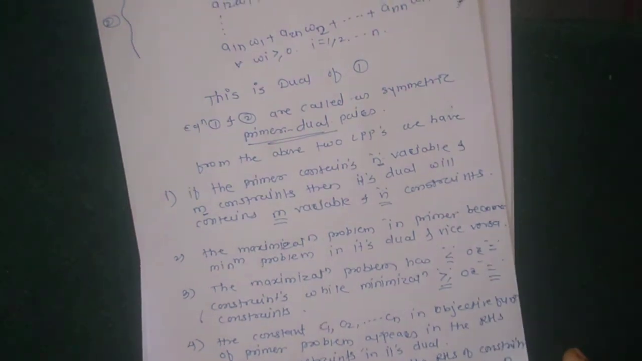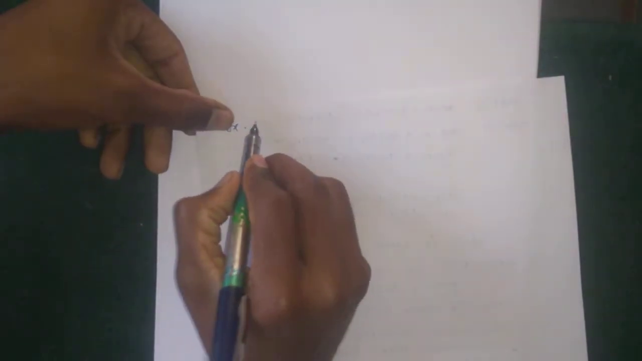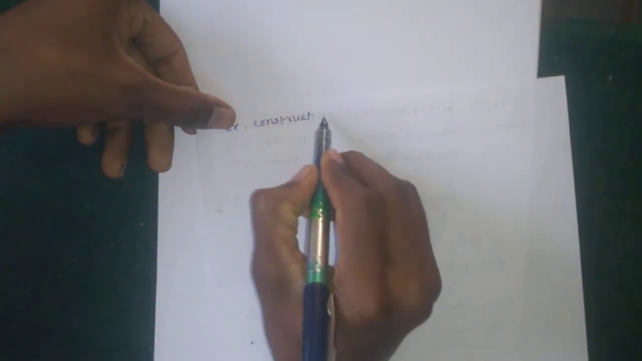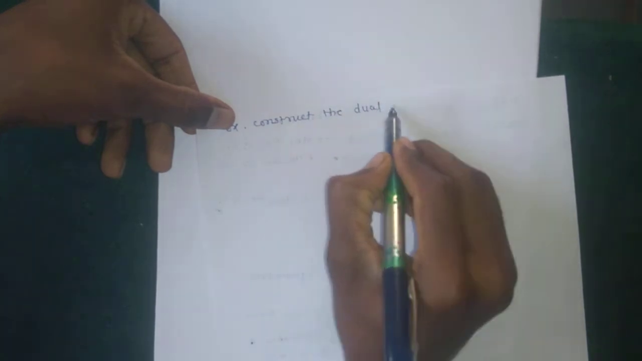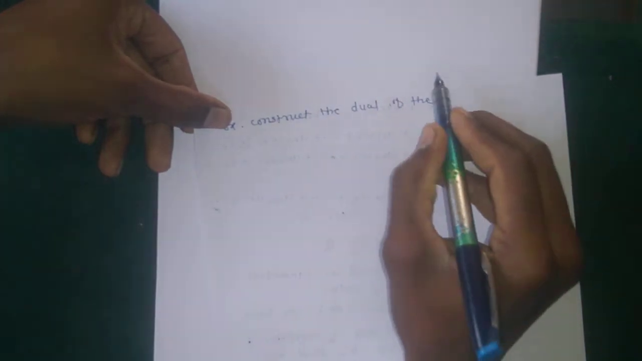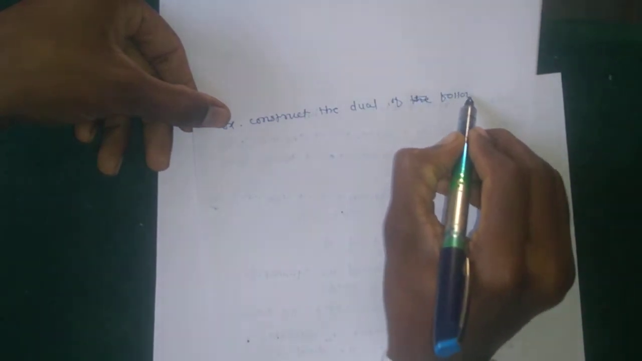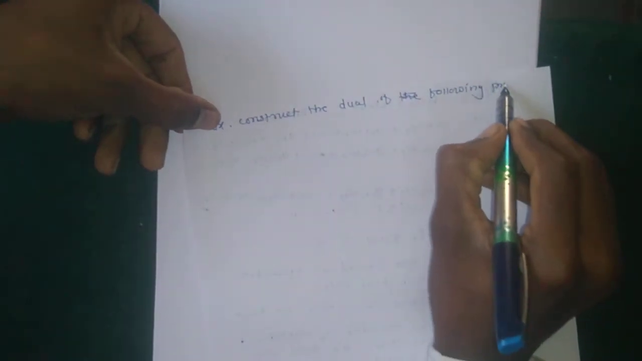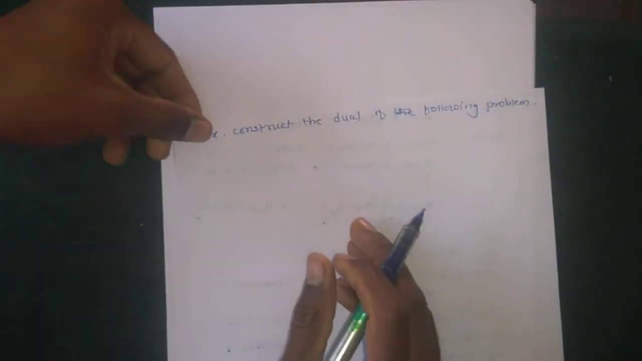So, some examples on the dual. This is very simple. This is also important for the university exam. For example, construct the dual of the following problem. So how to construct it?